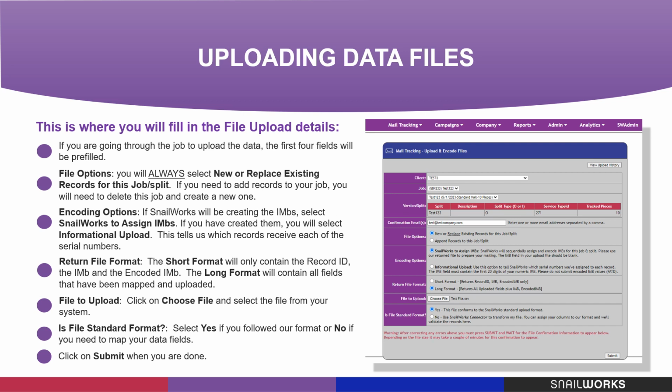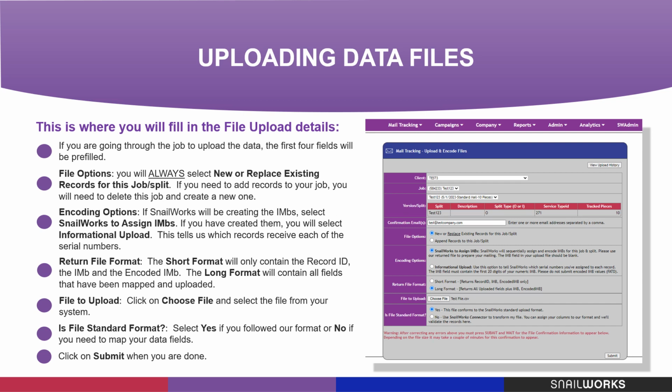You will fill in the file upload details. If you are going through the job to upload the data, the first 4 fields will be pre-filled. File Options. You will always select New or replace existing records for this job or split. If you need to add records to your job, you will need to delete this job and create a new one. Encoding Options. If SnailWorks will be creating the IMBs, select SnailWorks to assign IMBs.